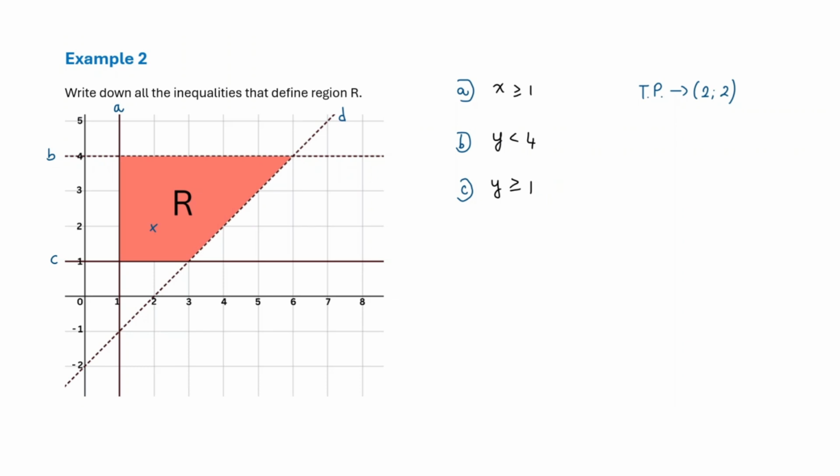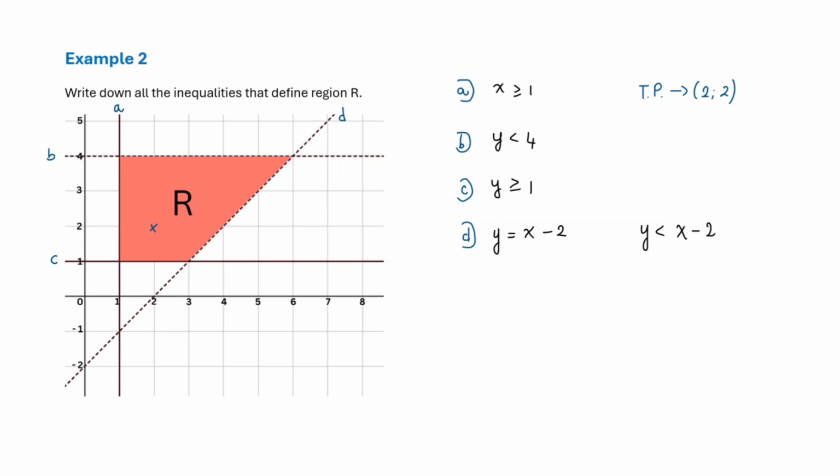Now we need the last boundary line, D. This line is not horizontal or vertical, so we need to find its equation from the graph. From the graph, the y-intercept is the point 0, -2. The gradient is 1, so the equation of the boundary line is y is equal to x minus 2. Now we turn this equation into an inequality. The line is dashed, so the boundary line is not included. We first guess y is less than x minus 2.